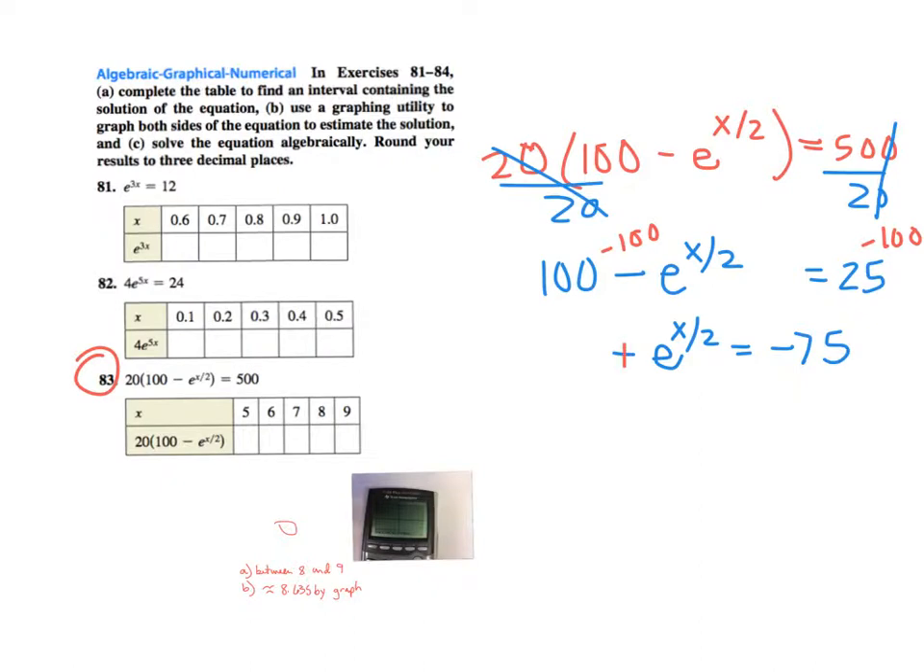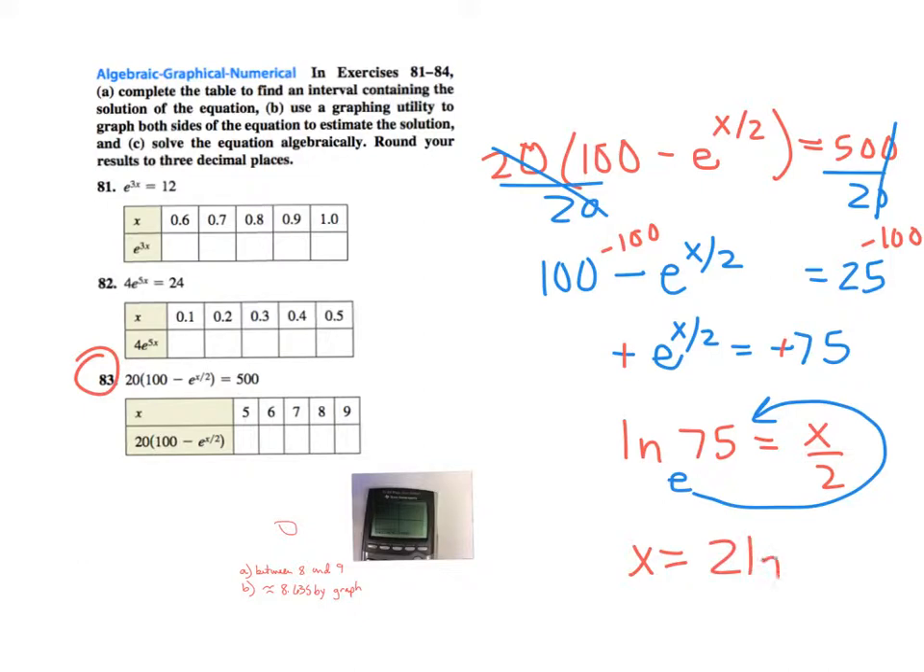I'm going to take the opposite of both sides, which is like dividing by negative 1, and then I'm going to change that to natural logs and find that x over 2 equals ln of 75. Now I can check that because e to the x over 2 equals 75 would be my exponential form. Now simply multiplying both sides by 2, I get x equals 2 ln of 75.